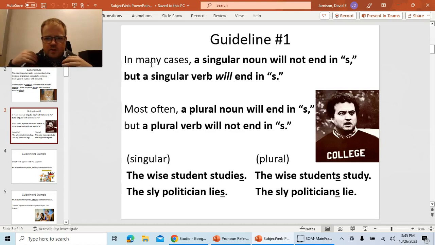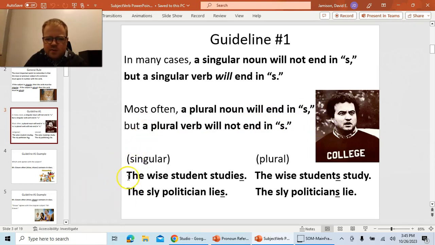So, the dog runs. Singular noun doesn't end in S. Singular verb does. Dog, singular noun, no S. Runs, singular verb. The dogs run. Plural nouns, dogs, ends in S. Plural verb doesn't end in S, run.